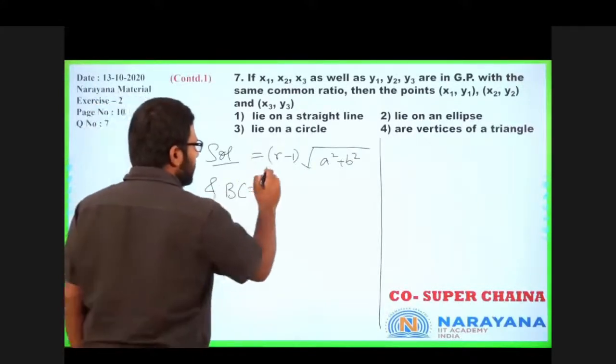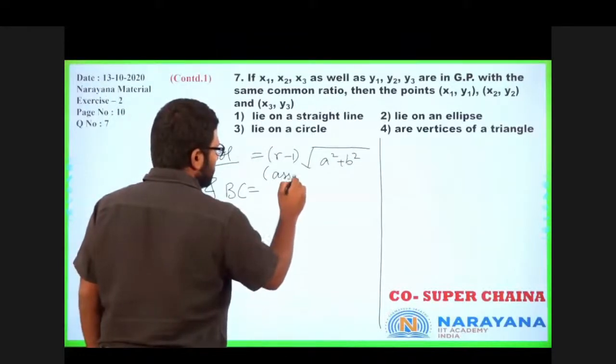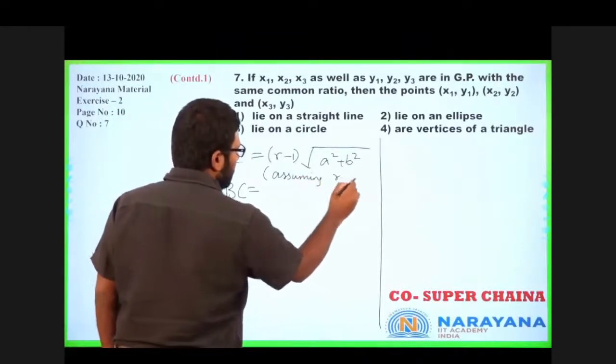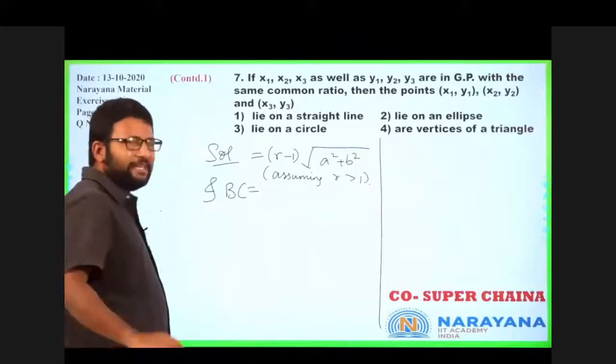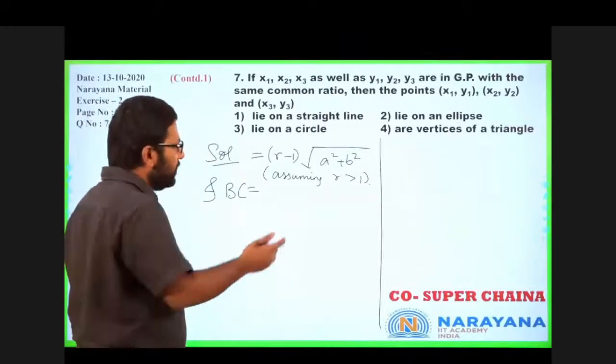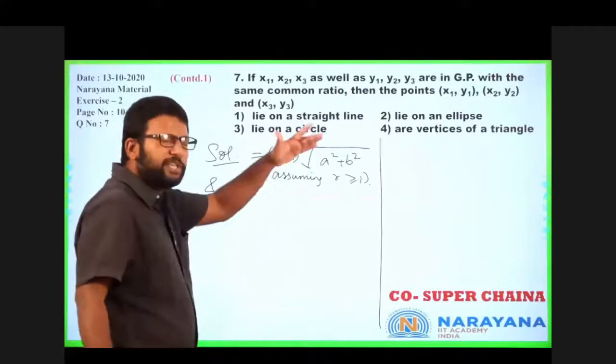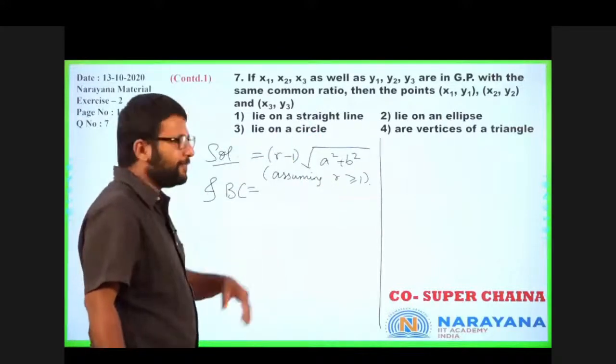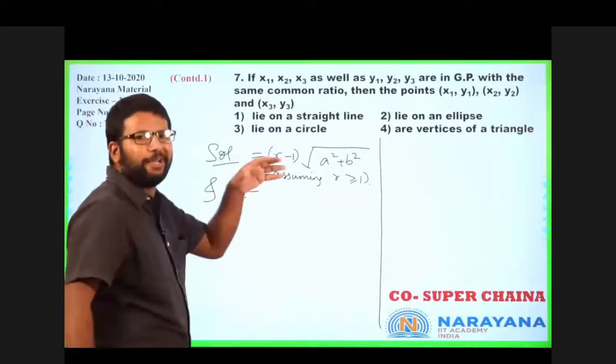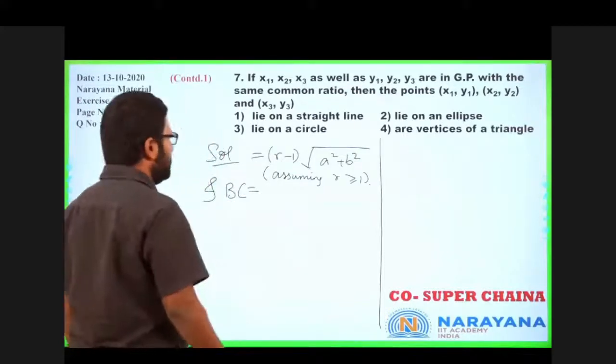BC. Here of course we are assuming R greater than 1. But even if R was less than 1, if you do this procedure it will still work. Okay, you will just have to write the numbers differently. 1 minus R you will have to write, but you can work with it.